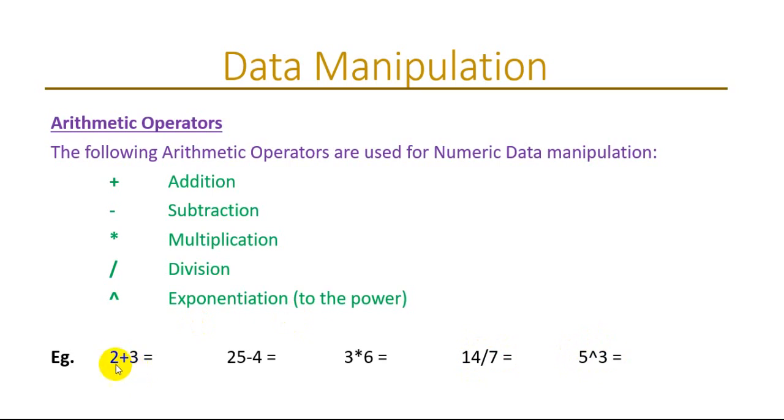If you say 2 plus 3, that is numeric constant 2 plus numeric constant 3, when you add, the result is 5. You manipulate these two data to arrive at this. 25 minus 4 is 21. 3 into 6 is 18. 14 divided by 7 is 2. 5 to the power 3 is 5 into 5 into 5, right? 5 into 5 is 25, 25 into 5 is 125. So we can use arithmetic operators and manipulate numeric data to arrive at arithmetic results like this.